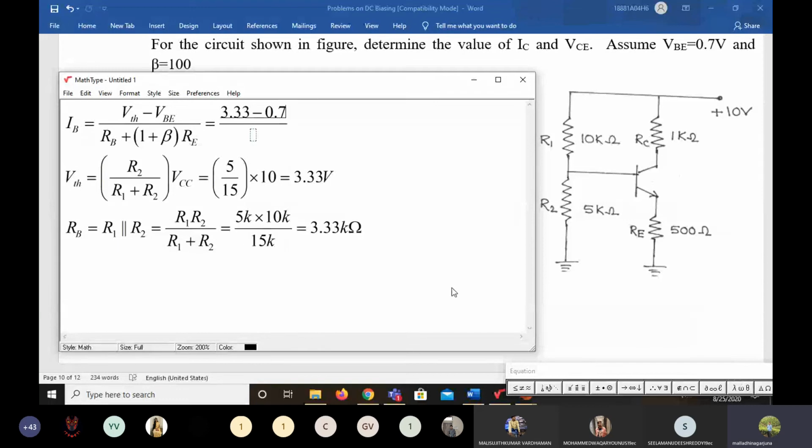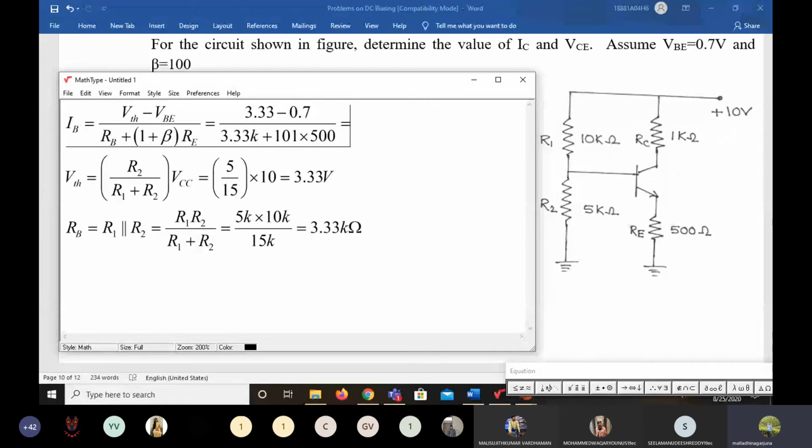Right, so now go. So 3.33k plus (1 plus beta). The beta value 100 is given, so 1 plus beta is 101. So 1 plus 100 into Re. How much is Re given? 500 ohms. Okay, so what is the answer?